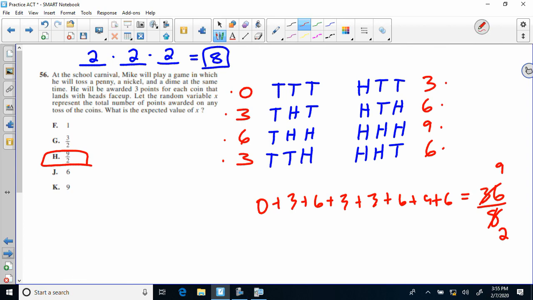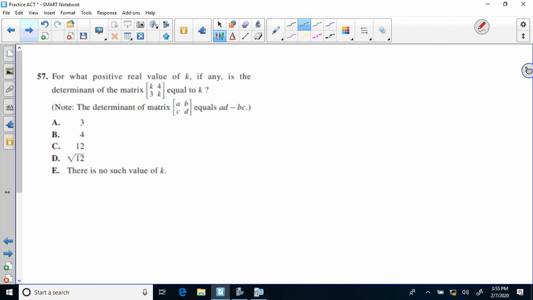Okay, 57. For what positive real values of k, if any, is the determinant of the matrix k, 4, 3, k equal to k? Note the determinant is this. So they tell you the formula for determinant, so you didn't even have to remember it. Determinant, you multiply down, a times d, and you always subtract multiplying up, b times c. That's why they give you ad minus bc.